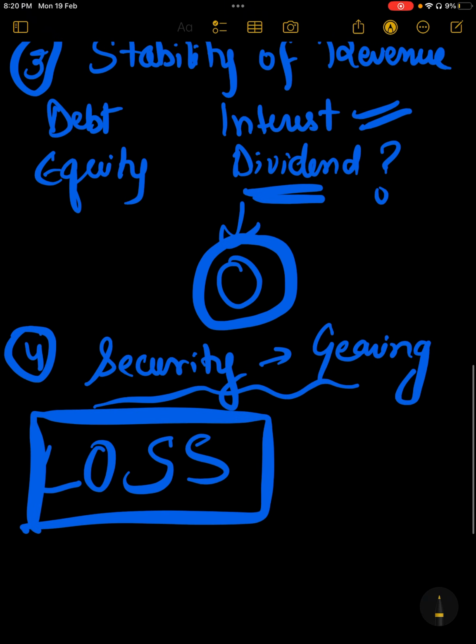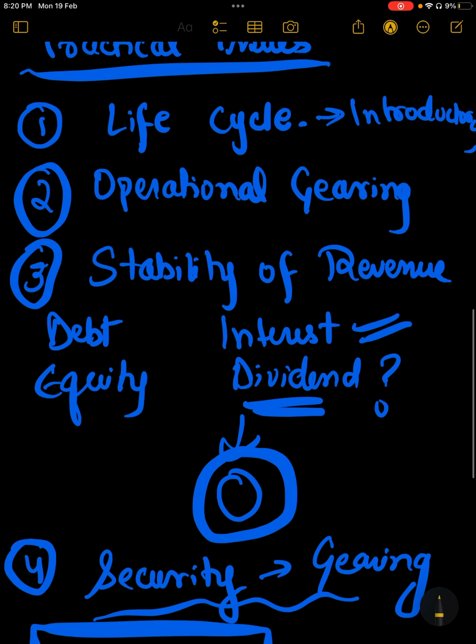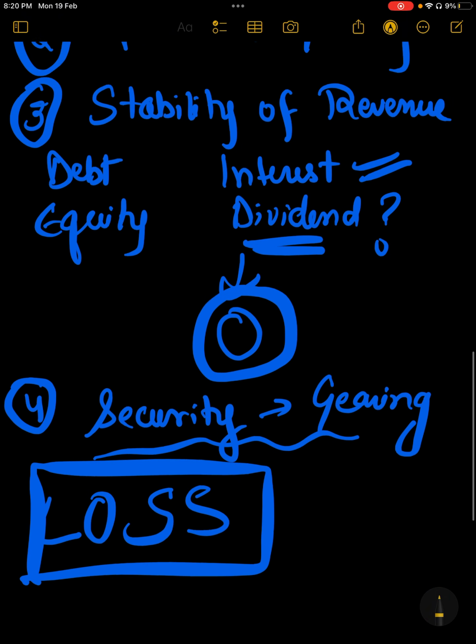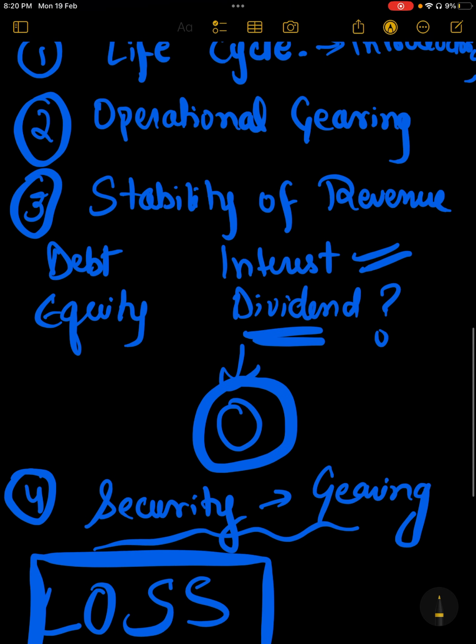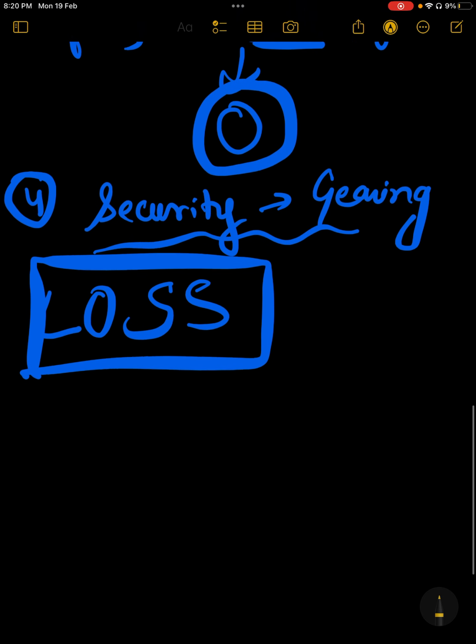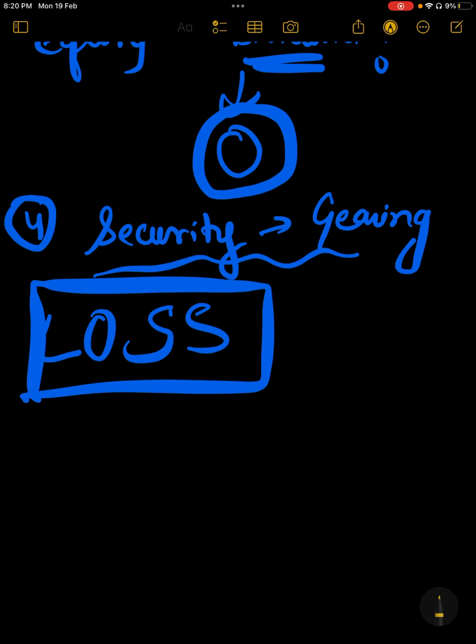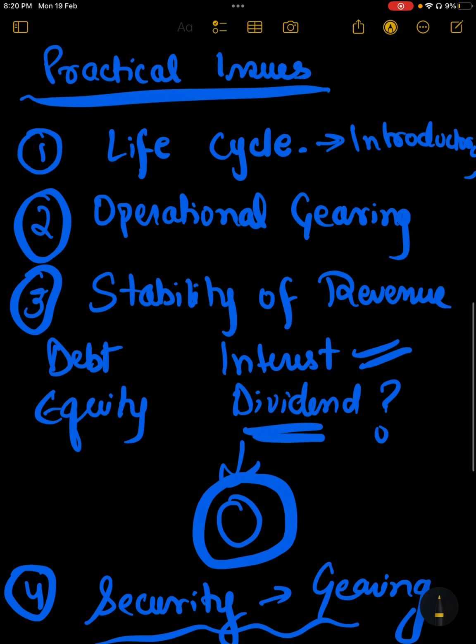That is LOSS. L stands for life cycle. O stands for operational gearing. S stands for stability of revenue. And the last S stands for security. First one, we will discuss life cycle. Life cycle of the company. That is the meaning of this point.